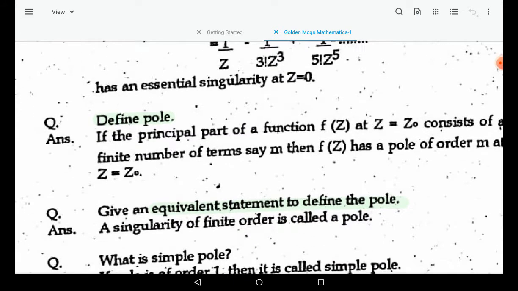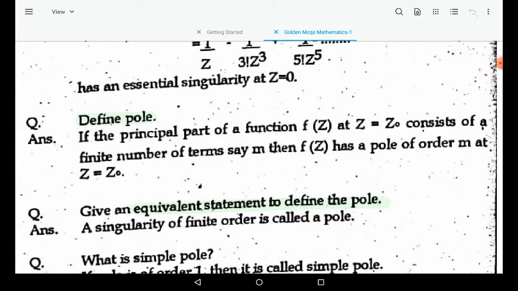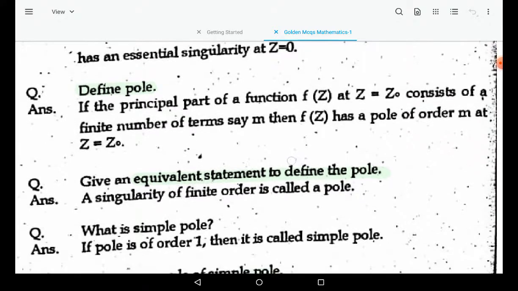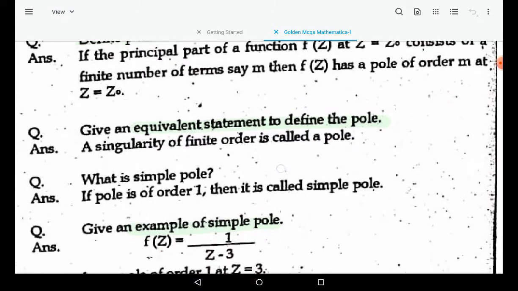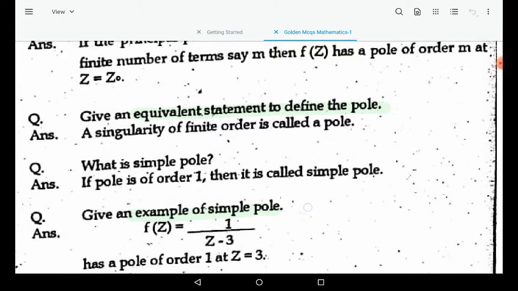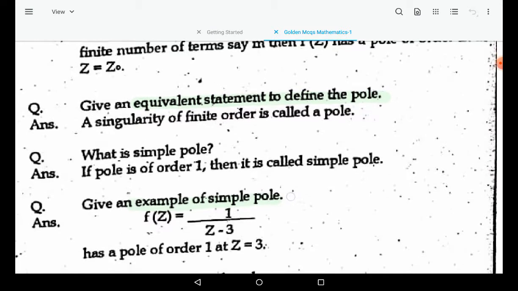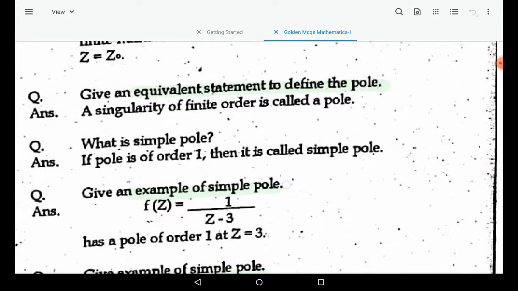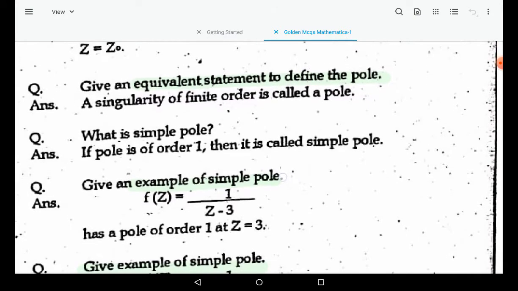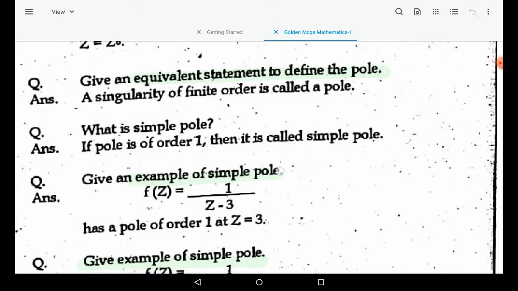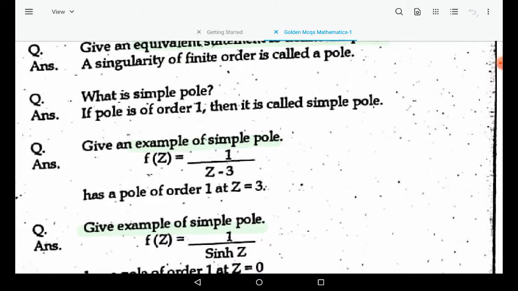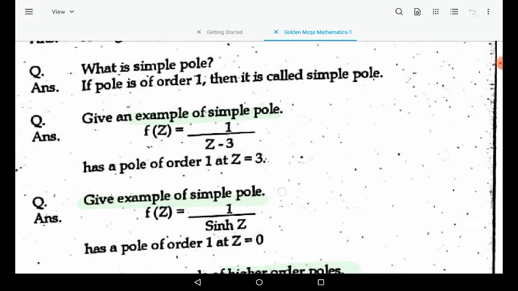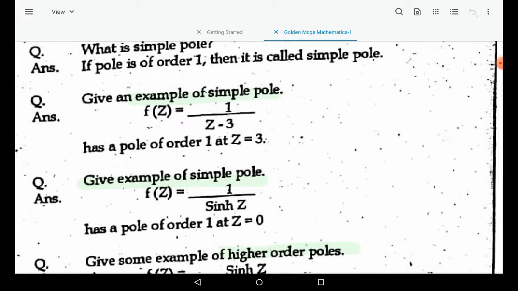Define pole. If the principal part of a function f(z) at z = z0 consists of a finite number of terms, say m, then f(z) has a pole of order m at z = z0. Equivalent statement to define the pole: a singularity of finite order is called a pole. What is a simple pole? If the pole is of order 1, then it is called a simple pole. Give an example of a simple pole.